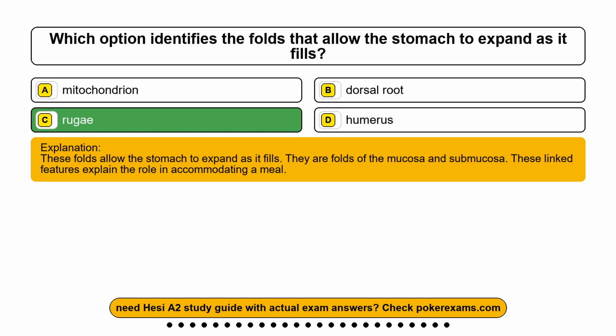These folds allow the stomach to expand as it fills. They are folds of the mucosa and submucosa. These linked features explain the role in accommodating a meal.